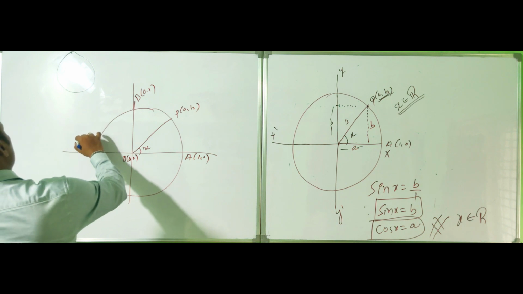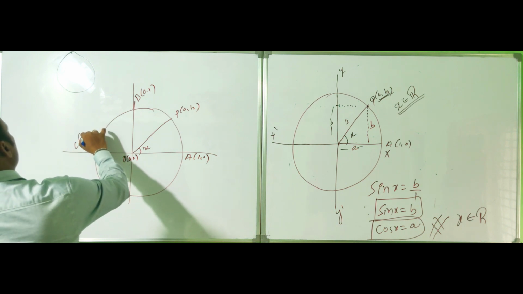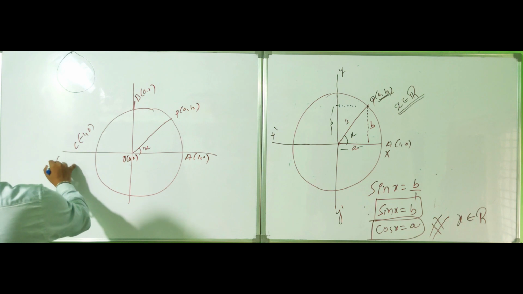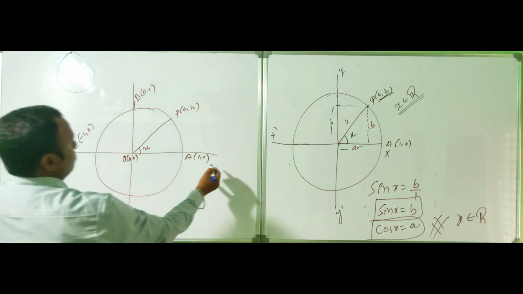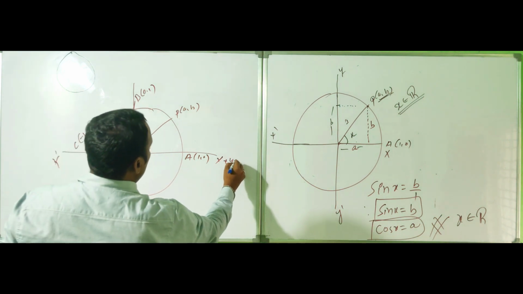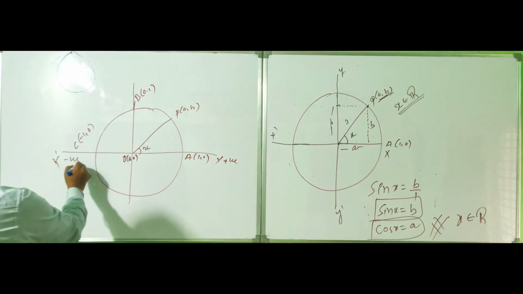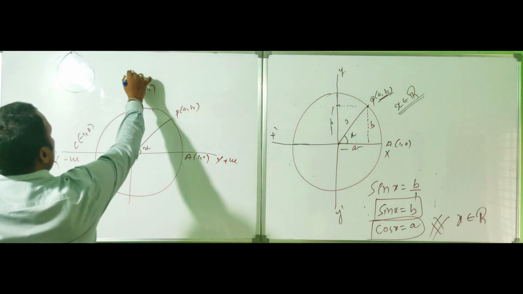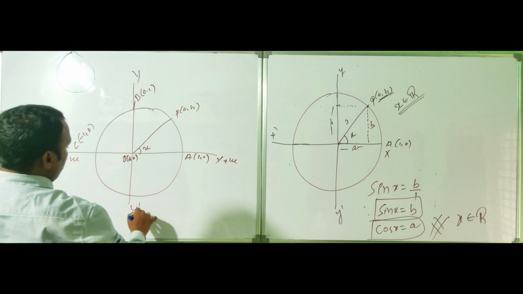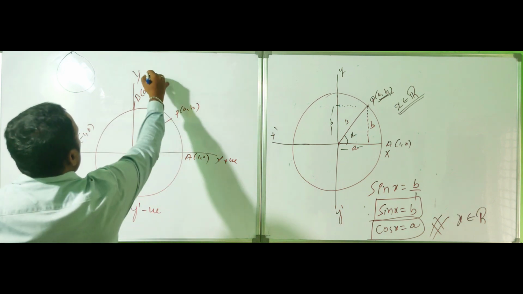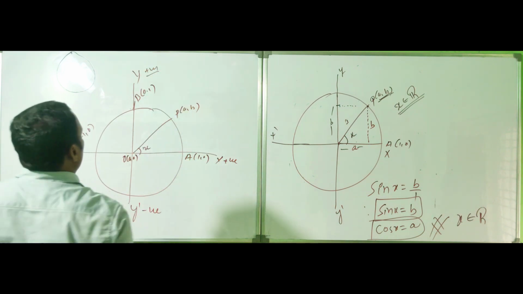This is the value C. This is (-1, 0), because it's the x dash. This is the x, the positive value. This is the negative value. And similarly, this is the y. This is the y dash. This is the negative value. This is the positive side.